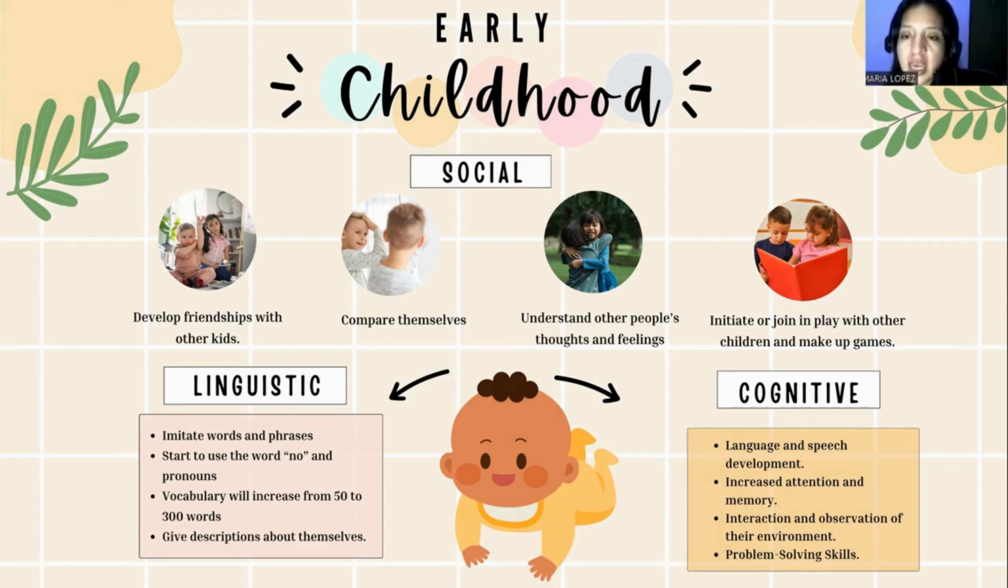Social characteristics in early childhood. In this case, we have 4 characteristics. The first is developing friendships with other kids. It's important to recognize that at this age, their friends are not just playmates. They also actively influence their thinking and behavior.